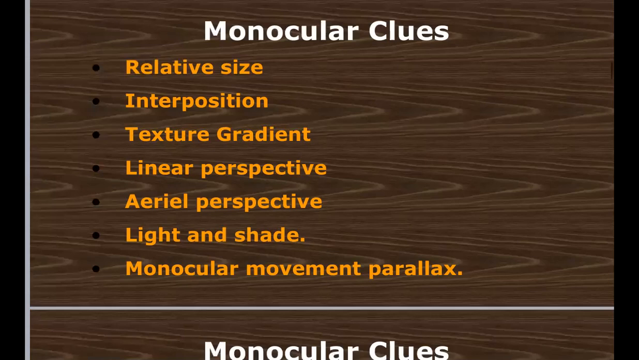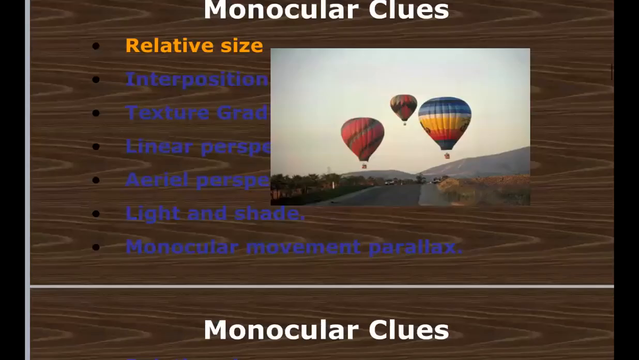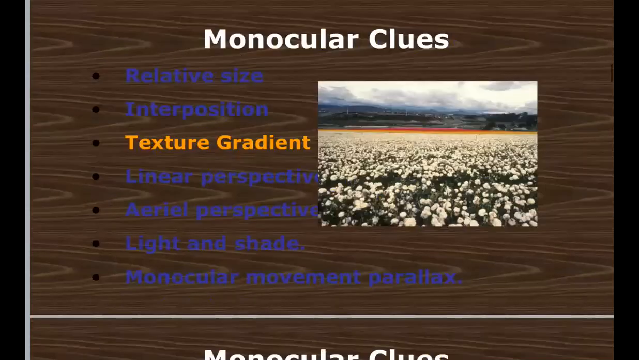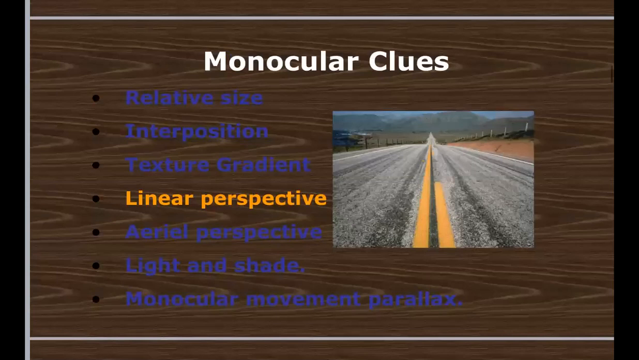The monocular clues that I can use in order to detect the depth by only one eye are, first, the relative size. Can you see that this is the farthest because it is the smallest? Interposition: you can see that this is the posterior one and this is the anterior one, because the bottom of the posterior one is hidden. Texture gradient: can you see the spacing here? You mean that this is nearer than these? Here I don't see any spacing.